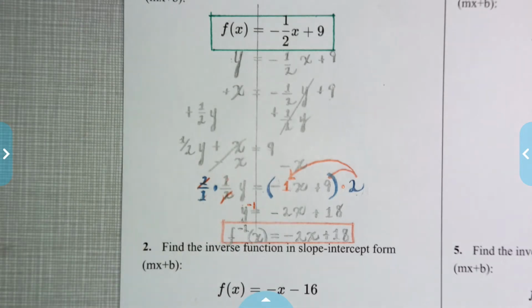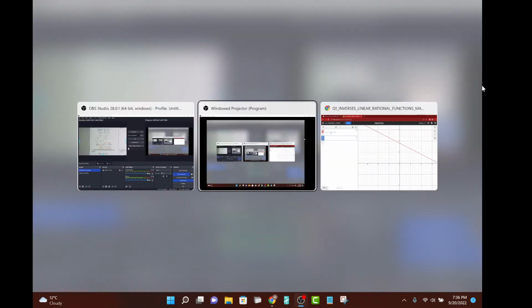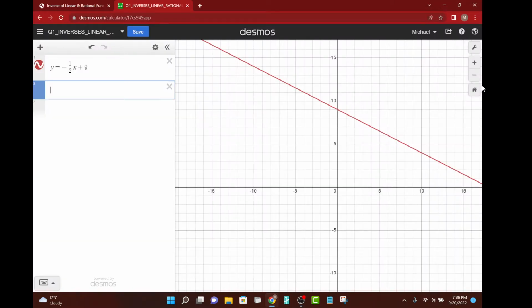All right, so if you give me a moment, I'm going to switch. You're going to see my recording setup here for a second. And now what I've done is here in Desmos, this great calculator, I've already put in the original equation. Okay, so we can't write function notation in Desmos. We have to put y equals. Now I'm going to type in, y equals negative 2x plus 18.